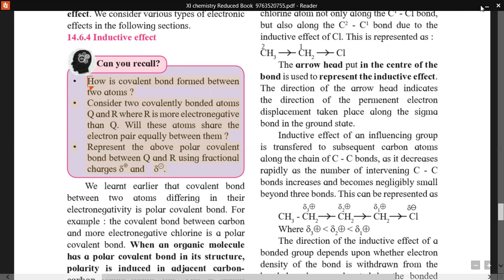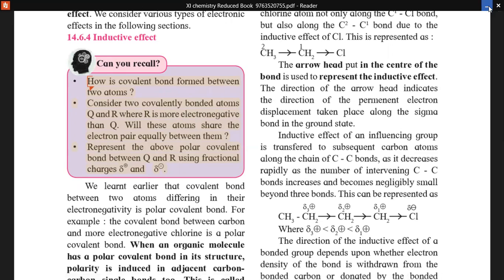And that is about the first type of effect, that is called the inductive effect.